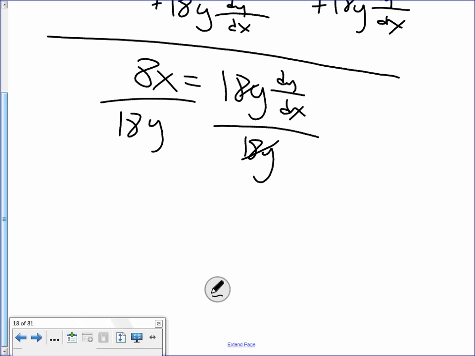And, you know, you don't have to, but it would be easier. It's always good if you can simplify. So I'm just going to switch sides. I like the dy dx on this side now. So I could write 8x over 18y, but 2 goes into both of them. So we can write 4x over 9y. And that's our first derivative.